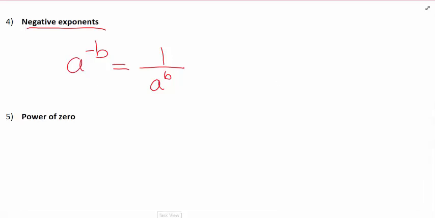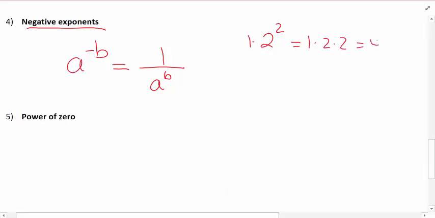Yeah. So remember this number right here? But you can actually break this up into 1 times 2 squared. Right? So it's equal to 1 times 2 times 2, which is 4. Same thing here is like 1 divided by 2 divided by 2, which actually equals 1 over 2 squared. Okay? All right.